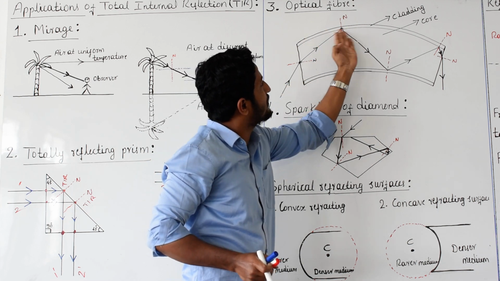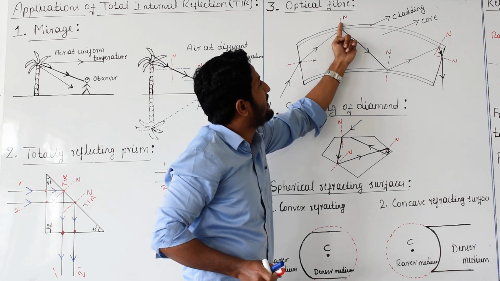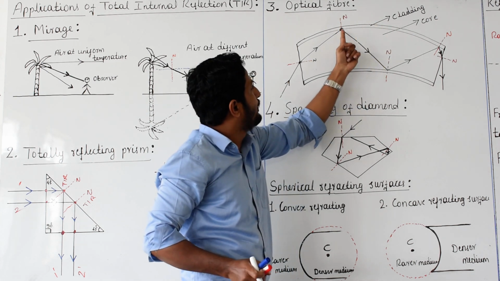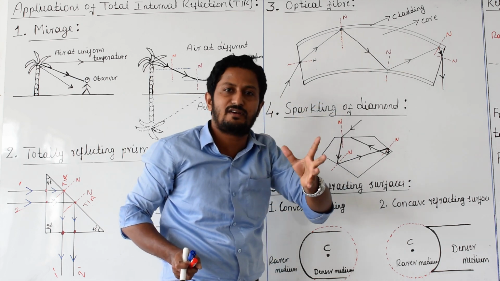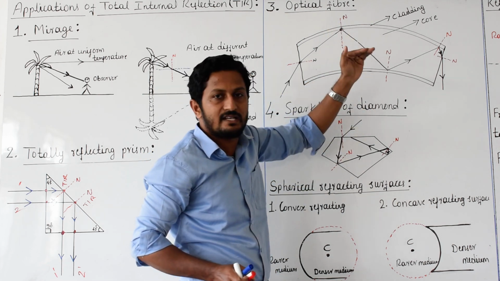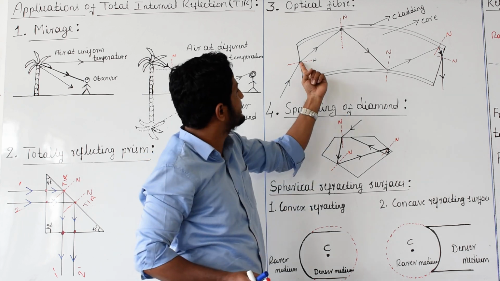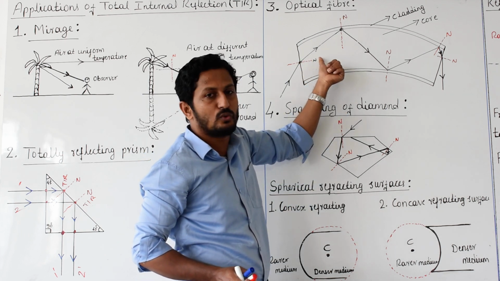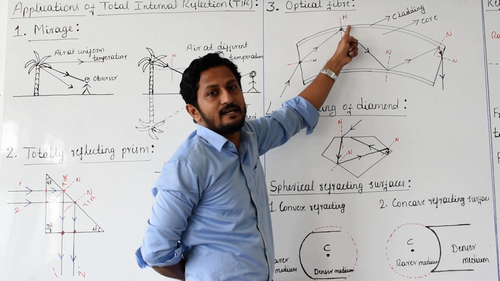This curved line is the interface. Above this point, cladding is there. Below this point, core is there. Their refractive indices are different. Cladding RI is less, core RI is more. This light ray is moving through the denser medium towards the rarer medium.